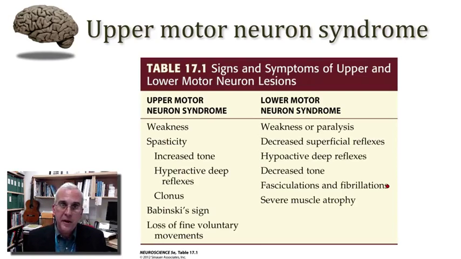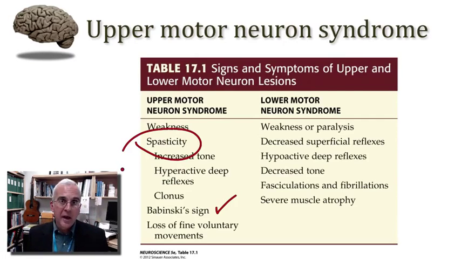So remember, with damage to upper motor neurons, the muscle is still innervated. The problem is that the output of lower motor neurons is no longer governed and regulated in a normal fashion. And that's why we see the emergence of these special signs. That's why we see the development of spasticity.